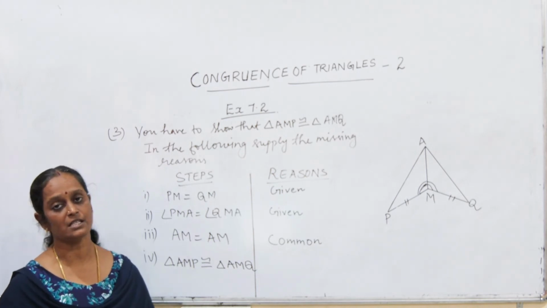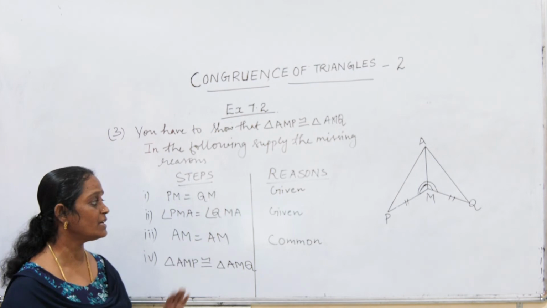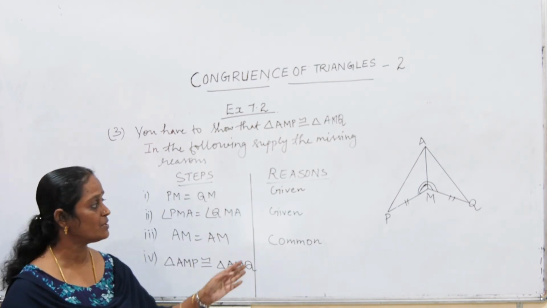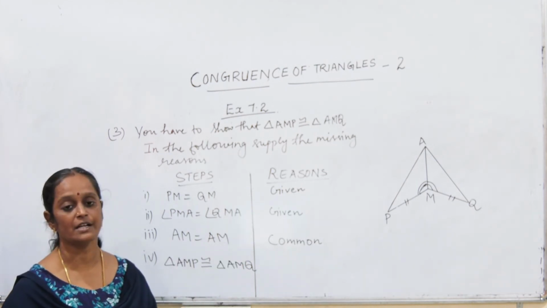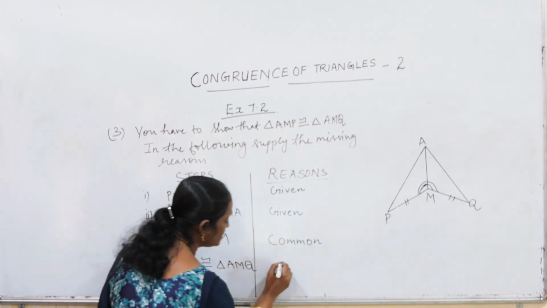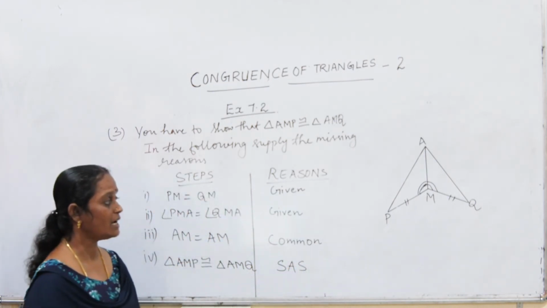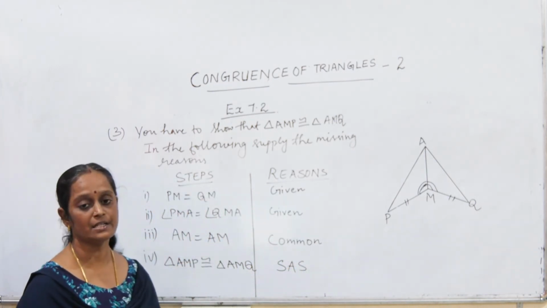Here these two triangles are congruent by which criterion? Here two sides and the included angle of one triangle are equal to two sides and included angle of another triangle. So these two triangles are congruent by the SAS criterion. Side angle, side criterion.